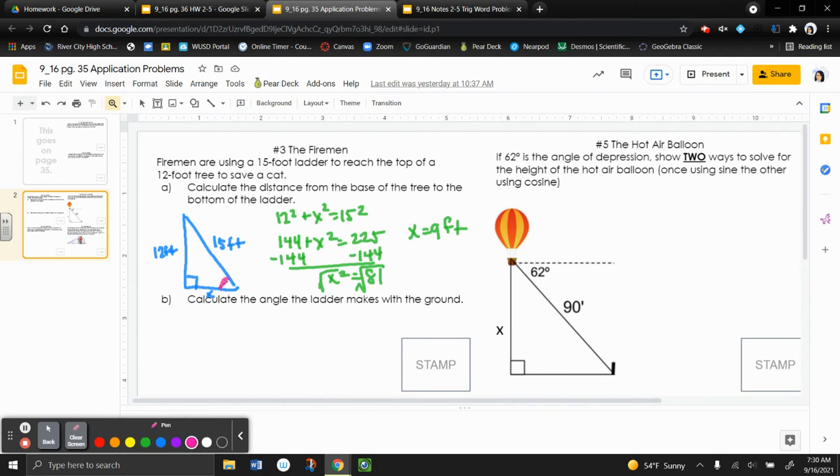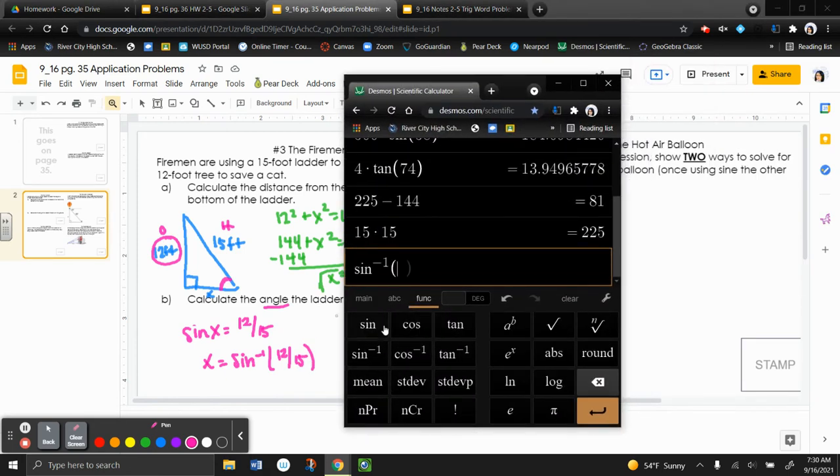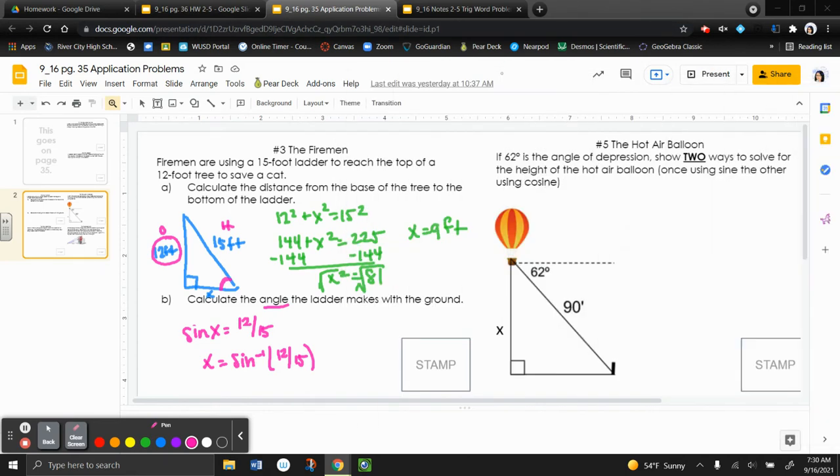So I'm calculating this angle right here. Okay, so since we're calculating an angle, we know that we're going to use inverse trig. So I'm going to use these two sides. This is opposite and this is hypotenuse. So I'm going to use sine. And then since we're solving for an angle, we're going to use the inverse. So inverse sine of 12 divided by 15, we get 53.13 degrees. So the angle the ladder makes with the ground is 53.13 degrees.